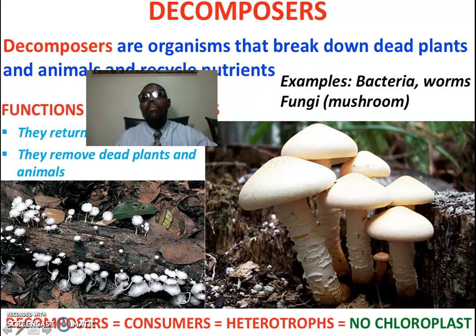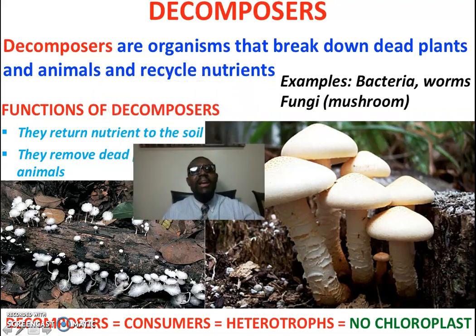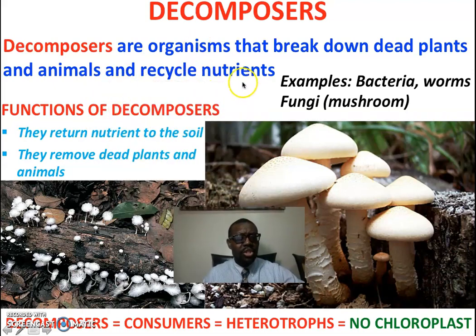The next, which is very important, is decomposers. Decomposers are organisms that break down dead plants and animals and recycle nutrients into the soil. Examples of decomposers are bacteria, worms, fungi, and mushrooms. The function of decomposers is to return nutrients to the soil and remove dead plants and animals. Decomposers are consumers. They are heterotrophs. They have no chloroplasts. Decomposers feed on both producers and other consumers.